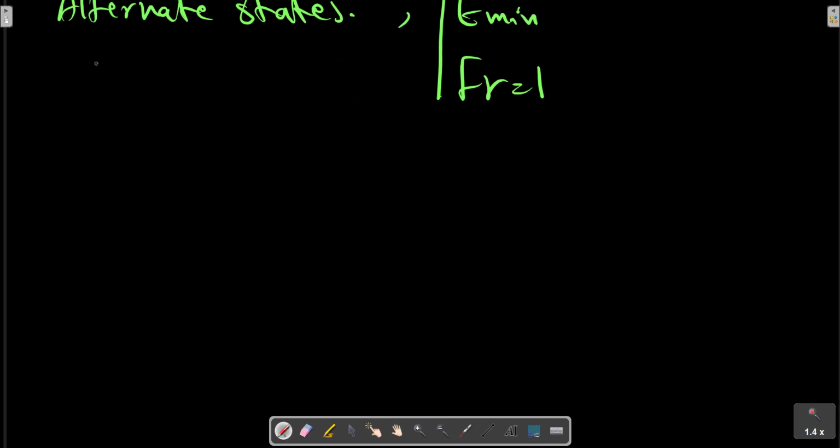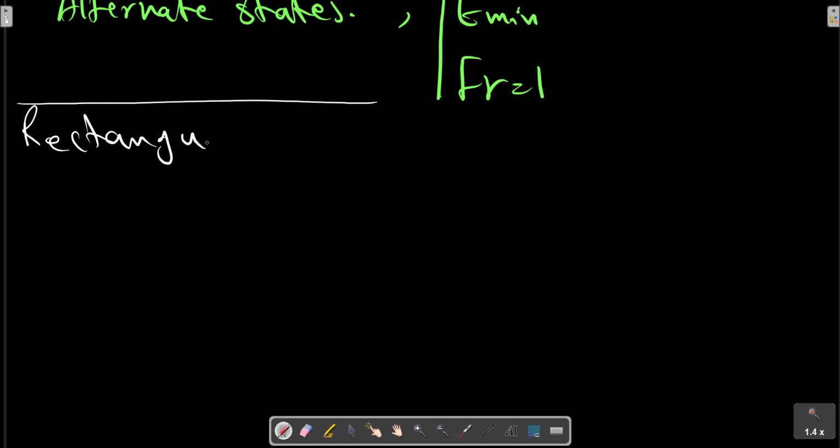This is an introduction to the specific energy and the critical depth. Now we are going to calculate critical depths, first for rectangular channels.